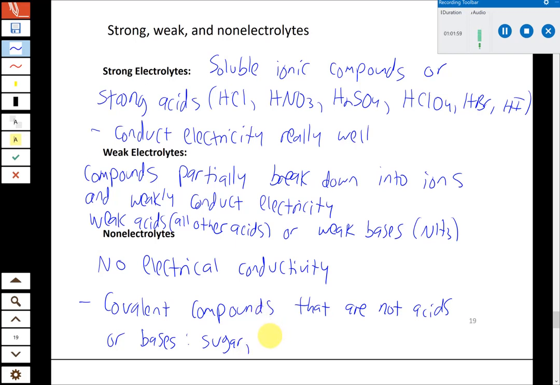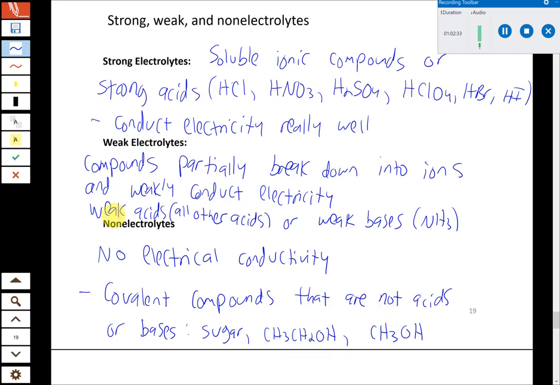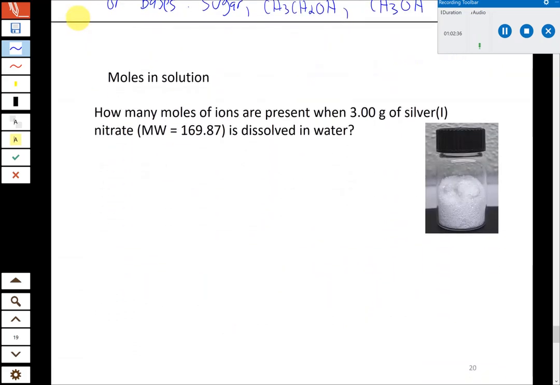Or alcohols, so that would be like ethanol, which is CH3CH2OH, or just methanol, which is CH3OH. Basically, alcohols have an OH group on them and something else attached to the other side. They're kind of like water, but you replace one of the hydrogens in water with some other organic chain. But these are all non-electrolytes. So when you dissolve them in water, the water will surround the molecules, but they won't separate into ions, so you're not going to get any electrical conductivity. Okay, so those are the three categories of solutions, and that's one of the early concepts we want you to know.